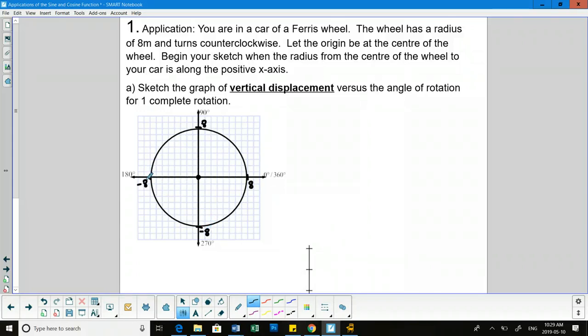Wow, I have a circle tool. But yes, that would have been impressive if I did that freehand.